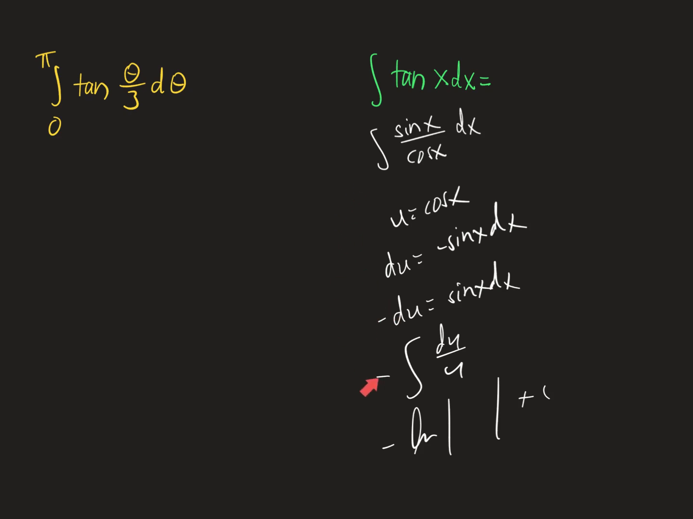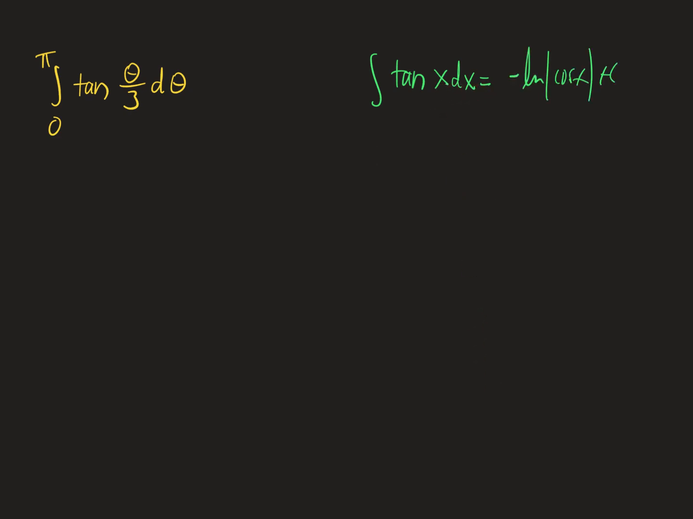So we can rewrite this as the opposite of the antiderivative of du over u, which is the opposite of natural log of u, which is cosine of x. And so we should be able to have that memorized and just go straight to knowing this formula, and we're going to apply it in this integrand.